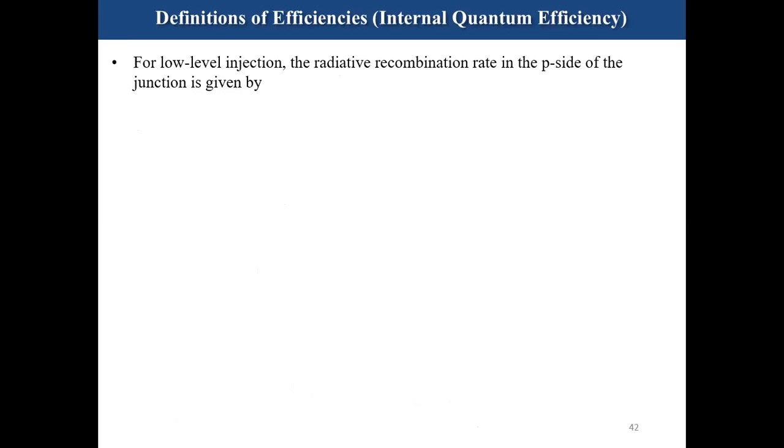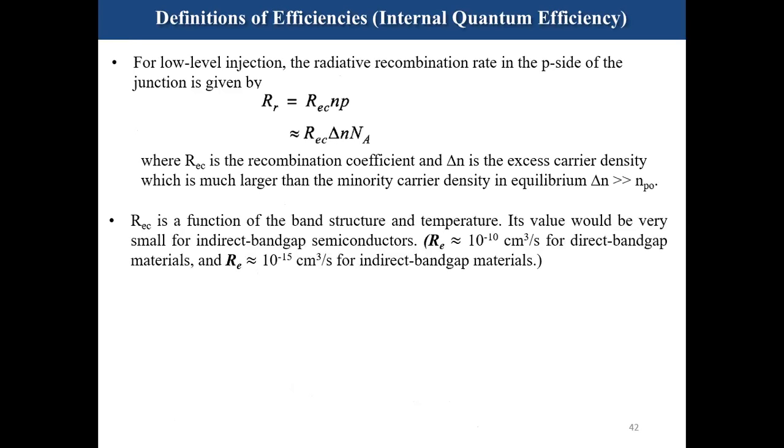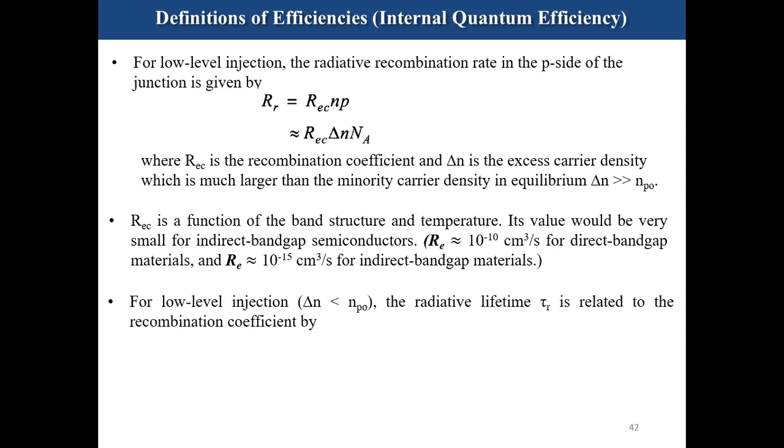For low-level injection, the radiative recombination rate in the p-side of a junction is given by this, where REC is the recombination coefficient and delta N is the excess carrier density, which is much larger than the minority carrier density in equilibrium. So REC is a function of the band structure and temperature. Its value would be very small for indirect bandgap semiconductors. For low-level injection, the radiative lifetime is related to the recombination coefficient by this equation.